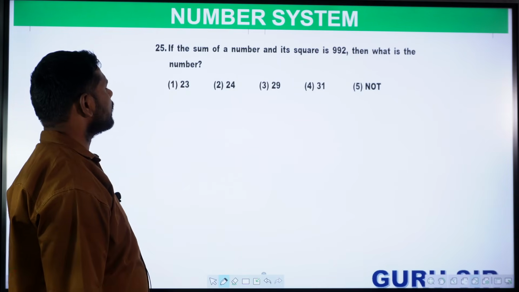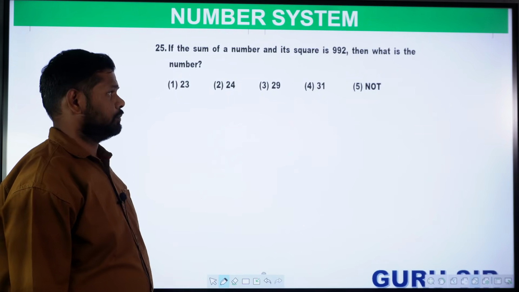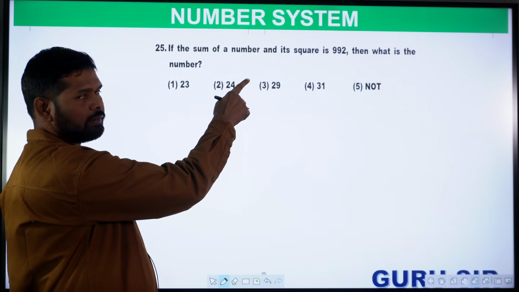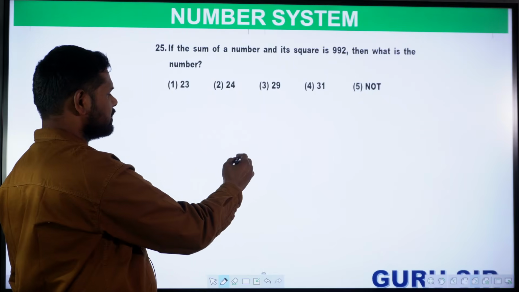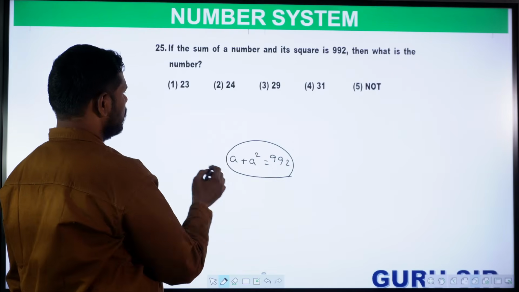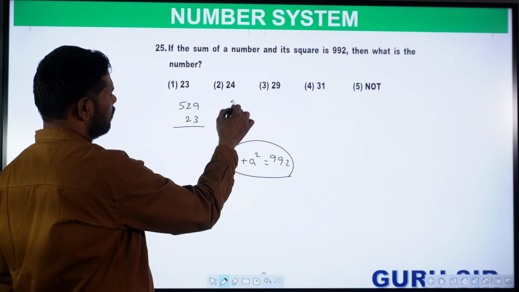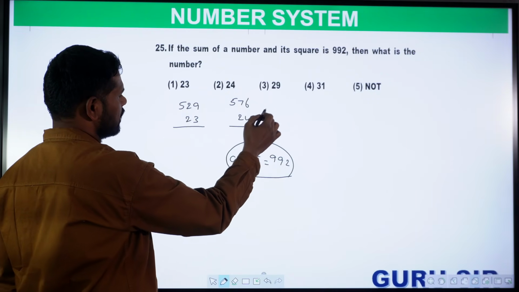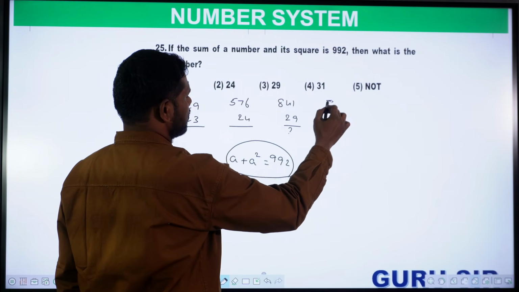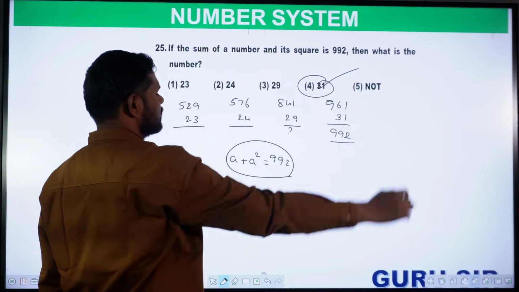Next one. If the sum of a number and its square is 992, then what is the number? Sum of a number and its square is 992. No need to write the equation. Suppose if we write, a plus a square is equal to 992. Instead of this, go for 23 square: 529 plus 23, not 992. 24 square 576 plus 24, not. 29 square 841 plus 29, again not. 31 square 961 plus 31, value is 992, satisfies. This is the answer.